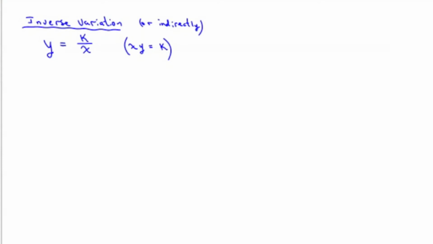All right, so what happens here if we hold k constant and we make x bigger and bigger and bigger? What happens to y? It gets smaller and smaller and smaller. And what happens as x gets smaller and smaller and smaller? Y gets bigger and bigger and bigger. Okay, so that's why it's called inverse variation.